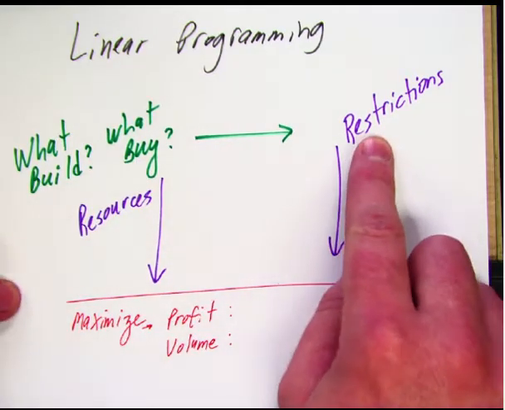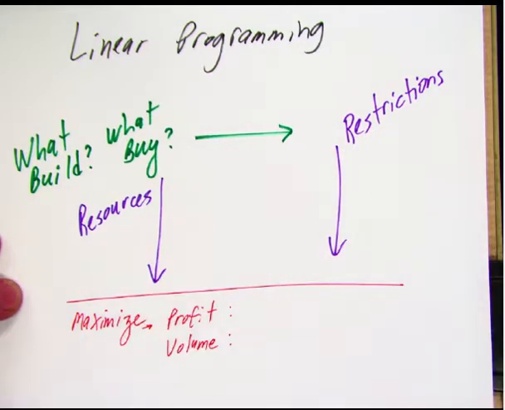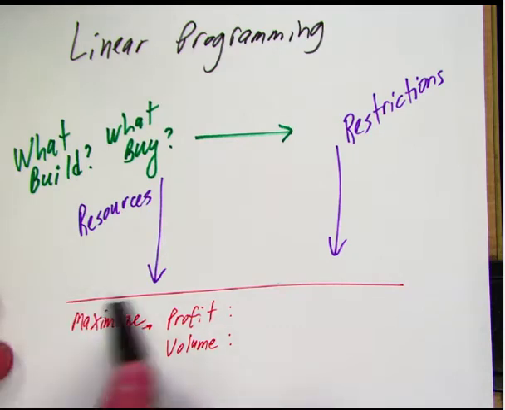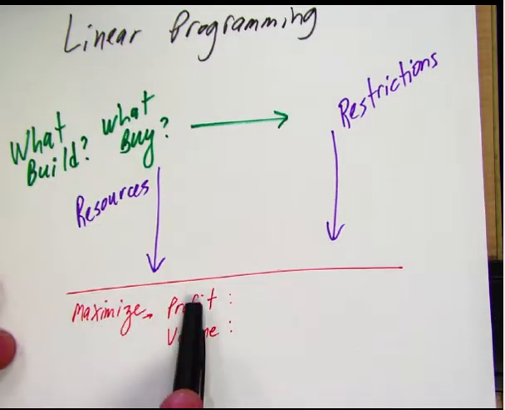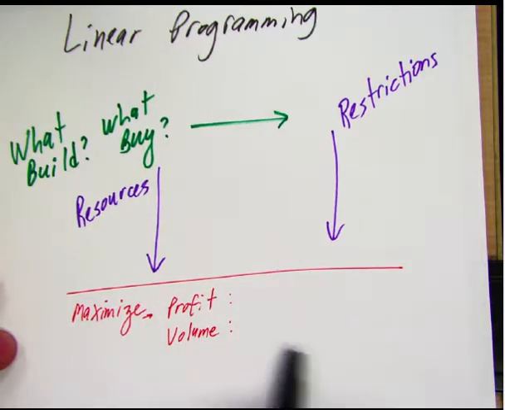Okay, and then the restrictions. What are you restricted by? That's typically a less than or equal to or greater than kind of a statement. Then I have people draw a line, and then you're trying to maximize something, maximize the profit, maximize the volume, or something like that. So then you put an equation down here and solve.